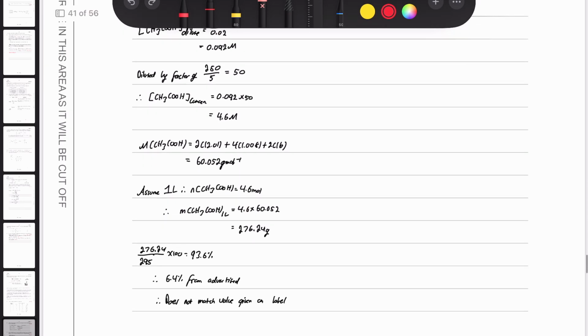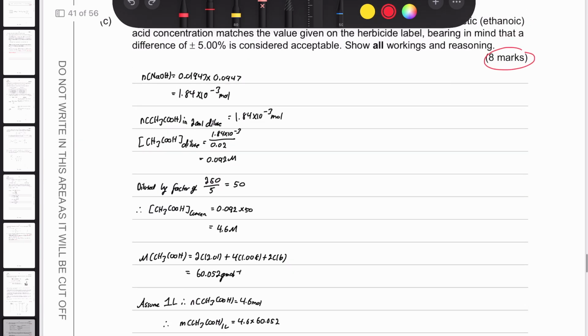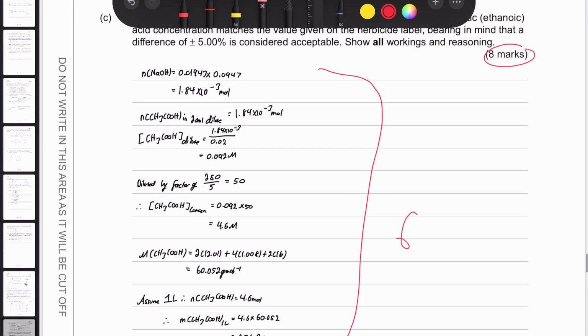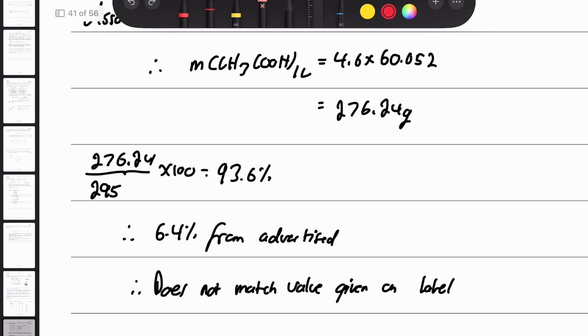Moving down, 276 grams per liter. You got up to 6 marks for this, and then 2 marks. They did. Calculated.